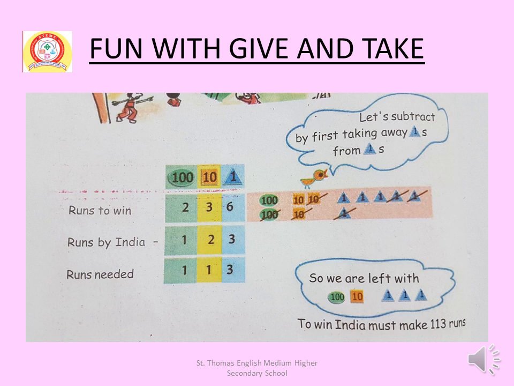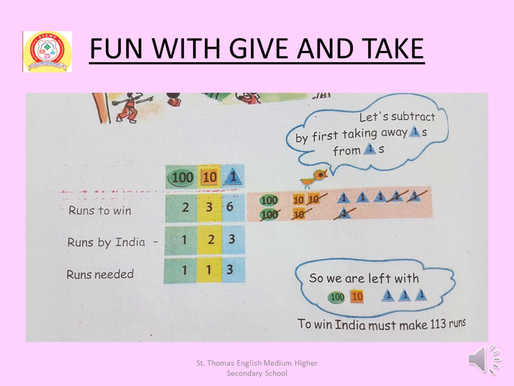Lastly, we subtract third column, that is hundreds column. I have shown 2 hundreds by 2 tokens of 100. Now strike off 100, that is 1 token of 100. How many left? 1 token. So, write 1 in hundreds column.